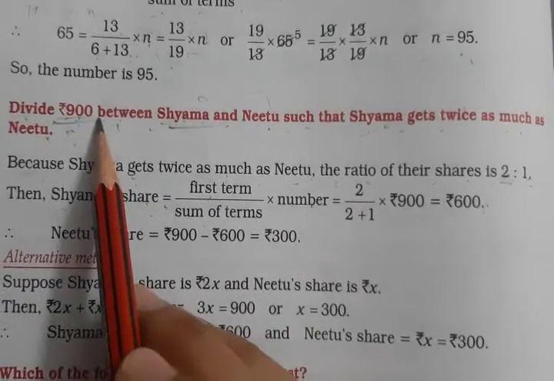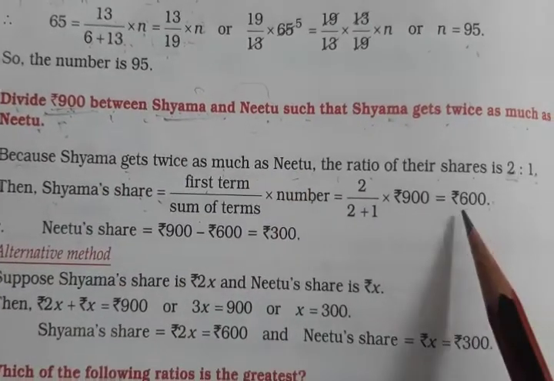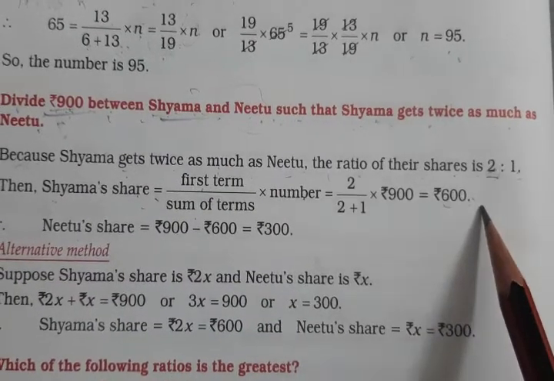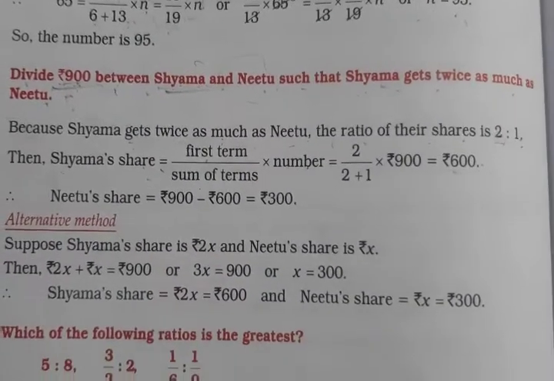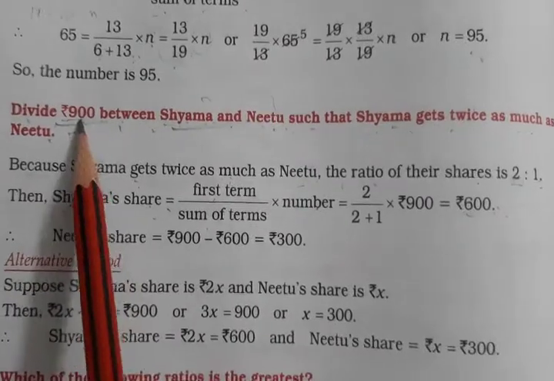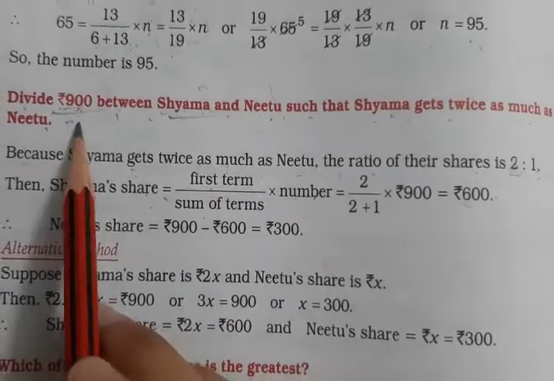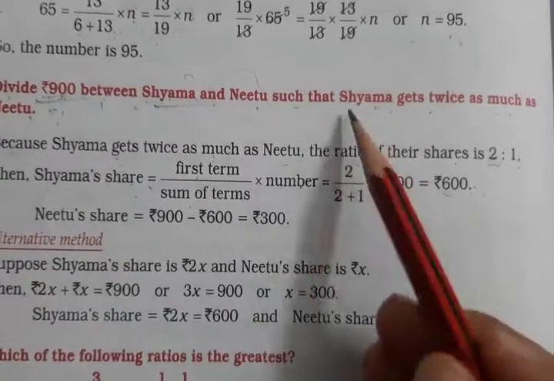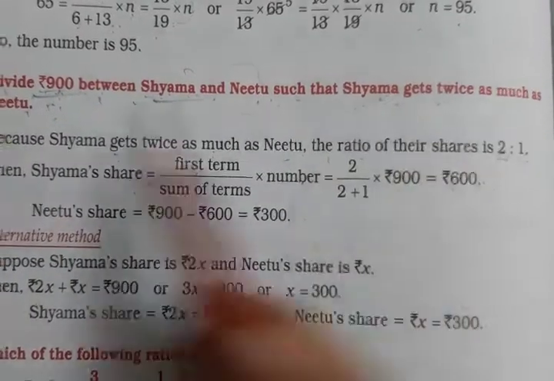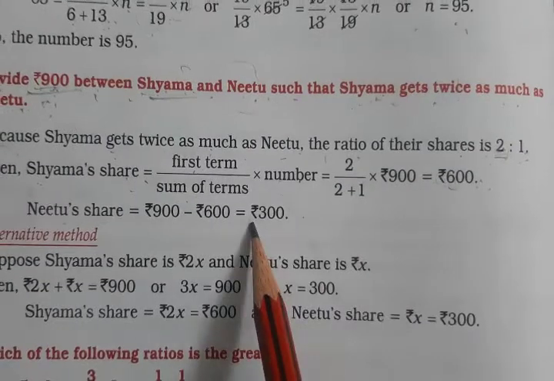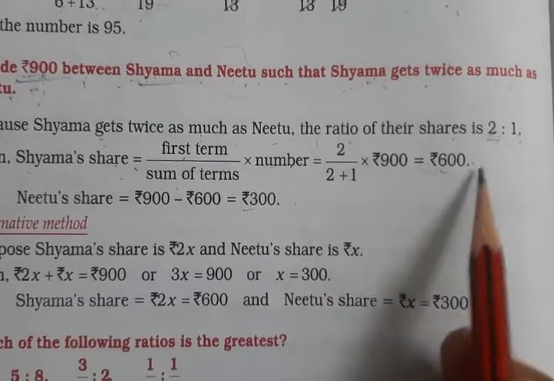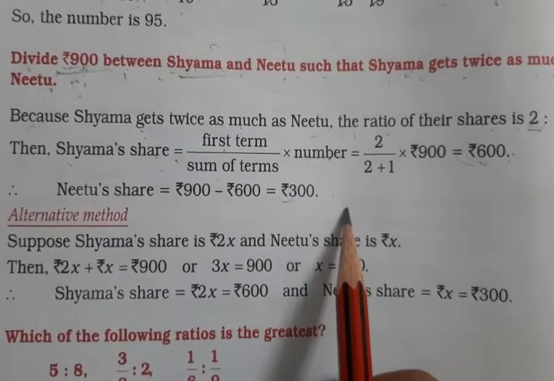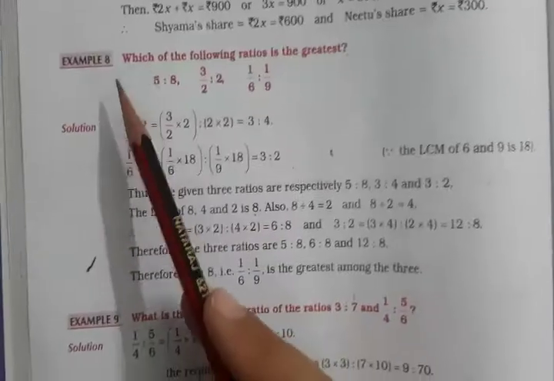Then how to find Neetu's share? That is the total which is divided between both. Now Shyam gets this much money, so how much is left for Neetu? Subtract 600 from 900, that is 300. Now again look at the statement that Shyam gets twice as much as Neetu. Now Neetu gets 300 and Shyam gets twice of 300. Understand?